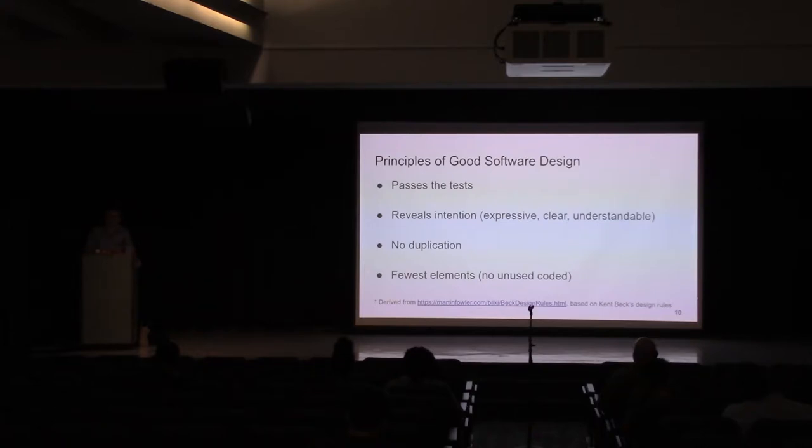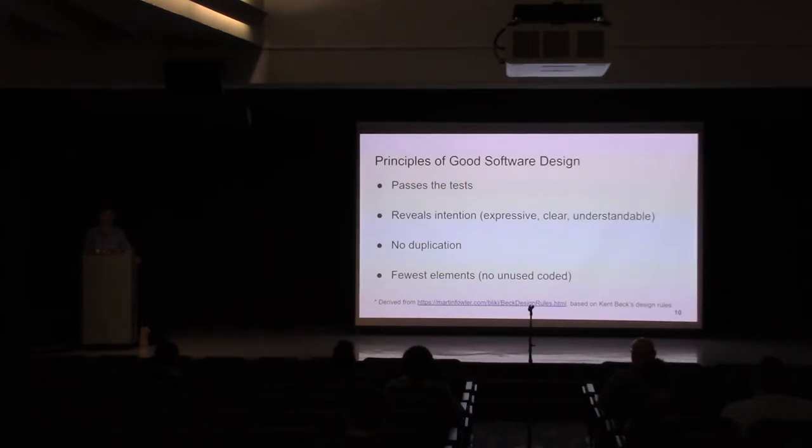So here are our four principles of good software design from Kent Beck, and he was kind of the person who coined the term test-driven development and is well-respected in the software crafting world. These are in order of priority. The first most important thing about your software is that it passes your tests. If you're following test-driven development, you've got tests that execute all of your code.